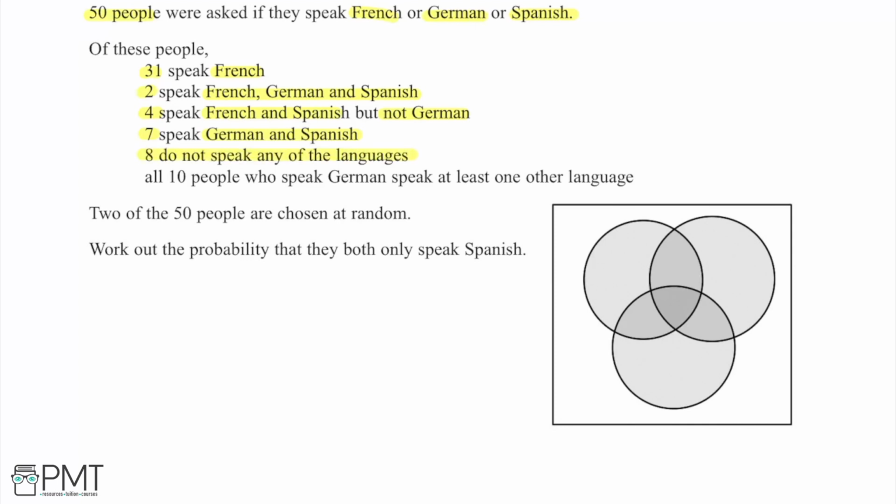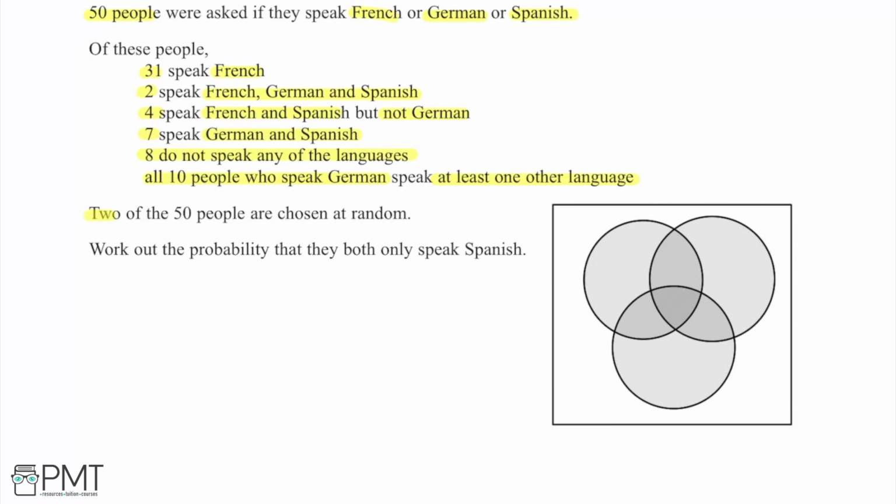We're also told that all 10 people who speak German, so we know that 10 people in total do speak German, all 10 of them speak at least one other language. So this also tells us that nobody speaks only German. Everyone that does speak German speaks at least another language, so they might speak French as well, or Spanish as well, or both as well.